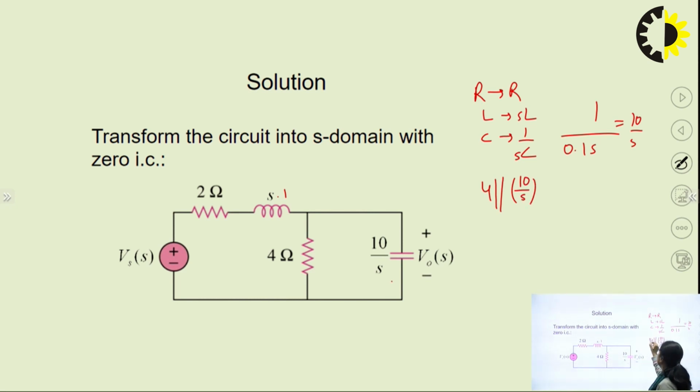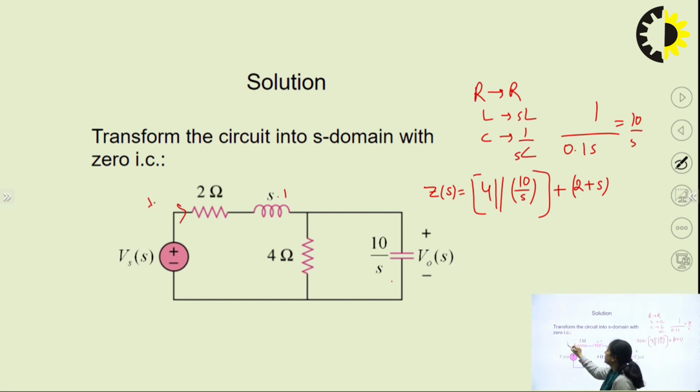And then this whole is in series with this, so 2 plus S. So this is the total impedance of the network. So this is the Zs here. Now Vs divided by this Zs will be the current. Then you can apply the current division rule. Suppose this is the current Is.